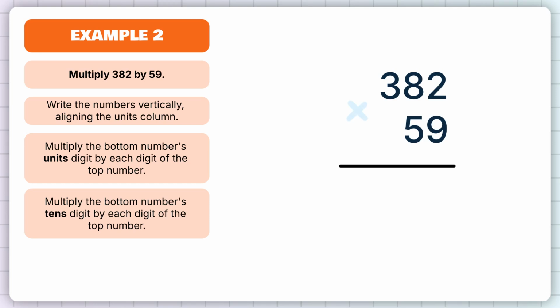Step 3 is to multiply the bottom number's tens digit by each digit of the top number. Multiply 5, which is actually 50, by 382. Since the 5 represents 50, we have to put a 0 in our new units column.